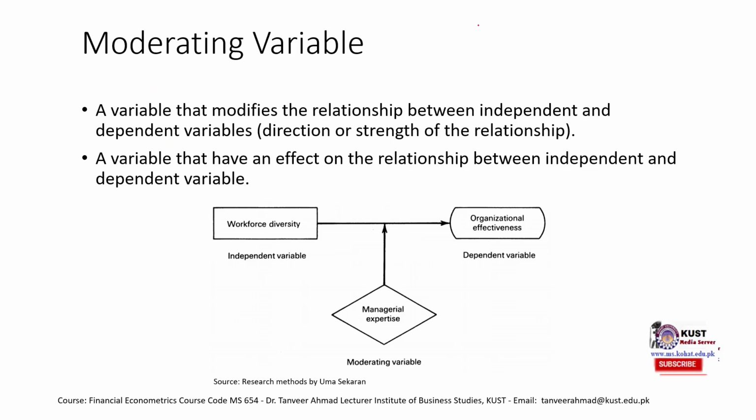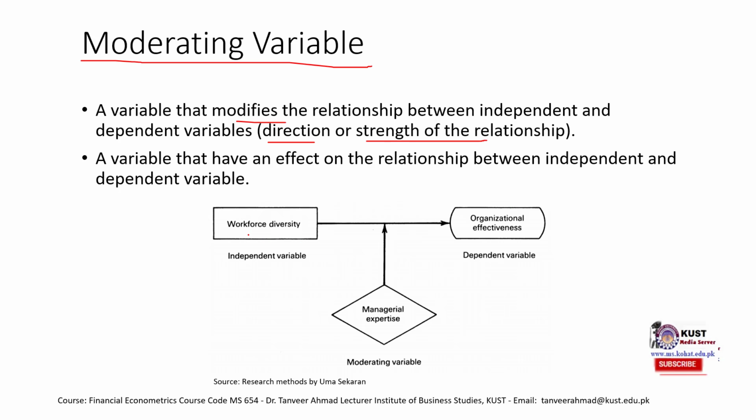So we move on towards our interaction variable, but before that, let me revisit the idea of a moderating variable. Let's revise that concept. Remember from your research methodology coursework, you would have studied 4 different kinds of variables. We had the independent variable, the dependent variable, the moderating variable, and the mediating variable. So what was a moderating variable? A moderating variable was a variable that modifies the relationship between the independent and the dependent variable. It can either change the direction or strengthen the relationship.